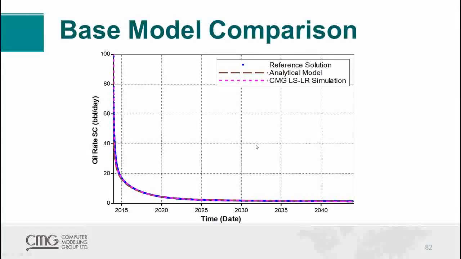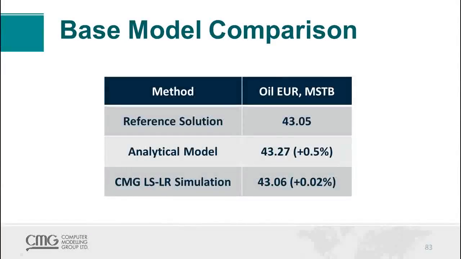So what we're seeing here is a comparison between the fine-scale reference model, which is the blue dots, the analytical model from RTA, which is the dashed brown lines, and of course the purple dashed lines, which is our pseudoized width model, if you want to call it, of the same well. And you can see that these rate curves fall right on top of each other, showing, in my opinion, that there's validation that the numerical model is giving the same results as the analytical solution.